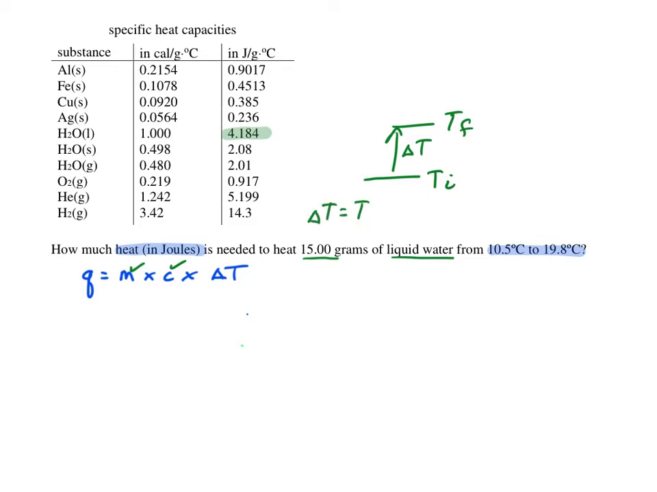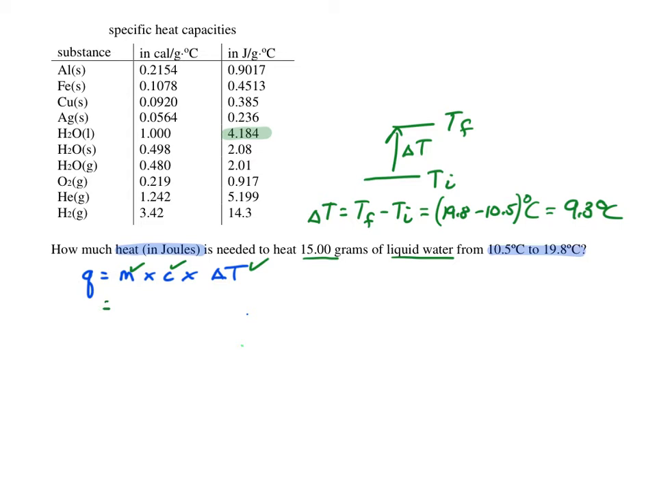Delta T is going to be the TF minus TI, F being final, I being initial. So this is going to be 19.8 minus our initial temperature. This is expressed in degrees C, so this is 9.3 degrees C. So we have all our values. Now we simply need to crunch this out.